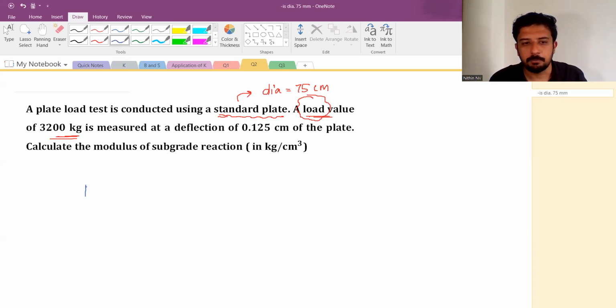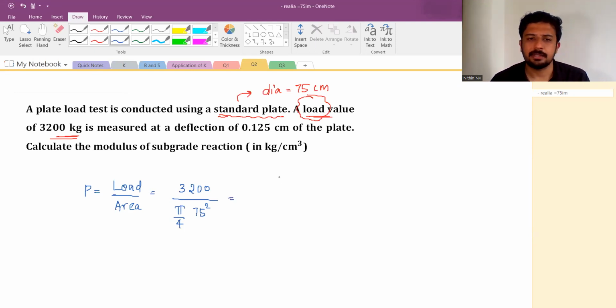Then one additional step we need to do. What is that? The P value we need to calculate first. What will be the P value? Load divided by contact area, right? So the load is 3200 kg divided by the area, which is pi by 4 d square, that is 75 square. So you are going to get it in kilogram per centimeter square. You are going to get 0.7243 kilogram per centimeter square.